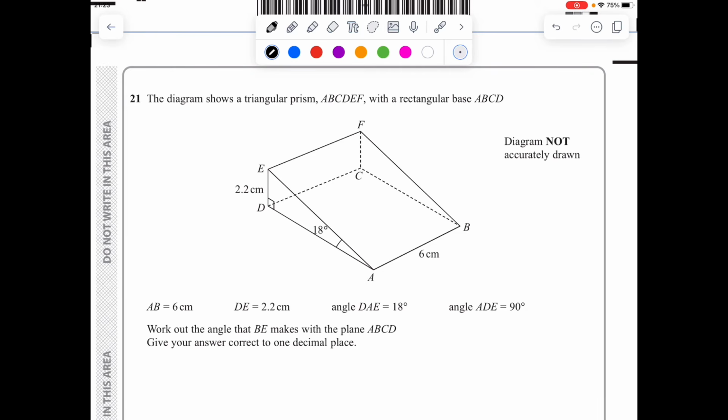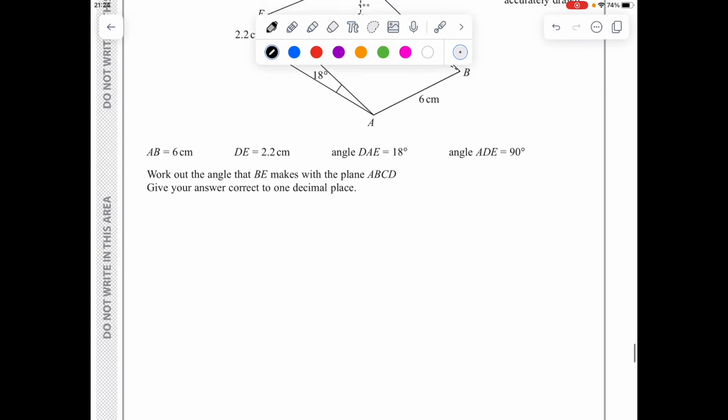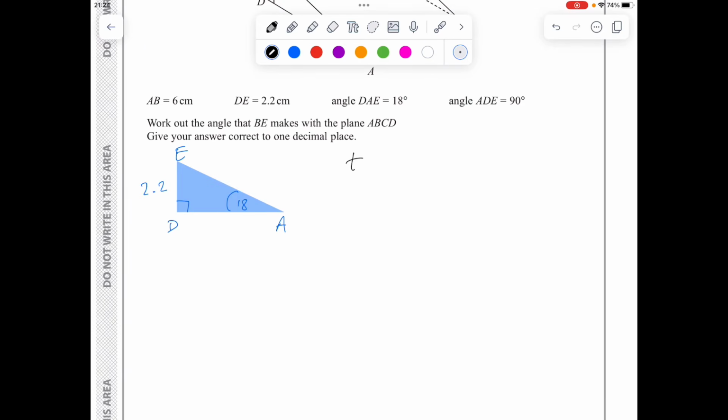I'll start question 21 by using triangle ADE. And using this triangle, I'll find side AD. So let's extract this from the shape. So tan 18 is equal to 2.2 over AD. So AD is equal to 2.2 over tan 18. Put this on the calculator, you'll get 6.77 and so on.